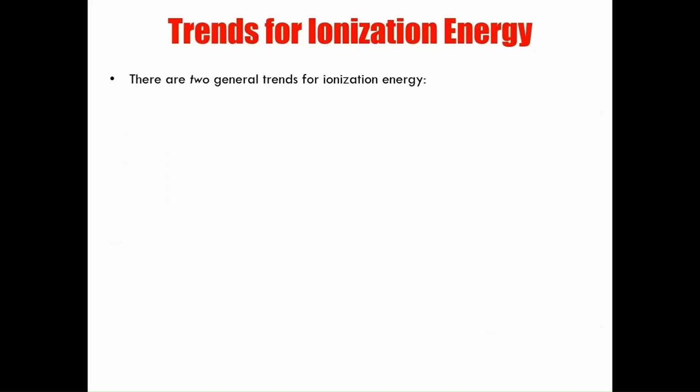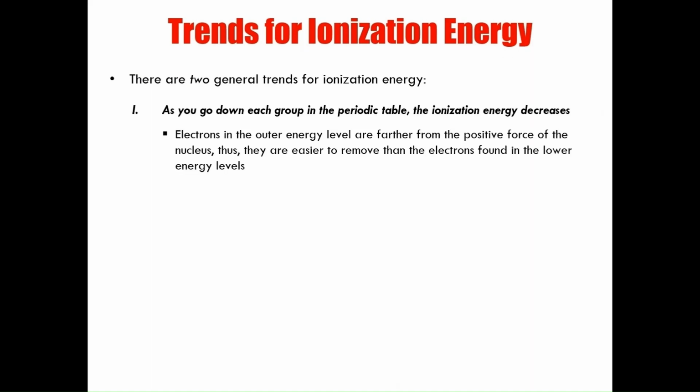There are two general trends for ionization energy on the periodic table. As you go down a group, the ionization energy decreases. This is justified because the electrons in the outer energy level are farther from the positive force of the nucleus, and thus they are easier to remove than electrons found in lower energy levels.